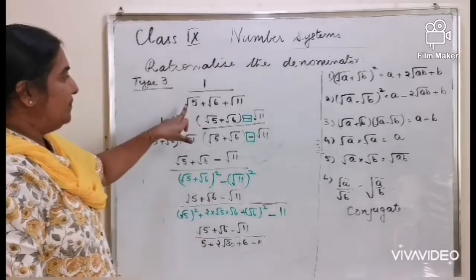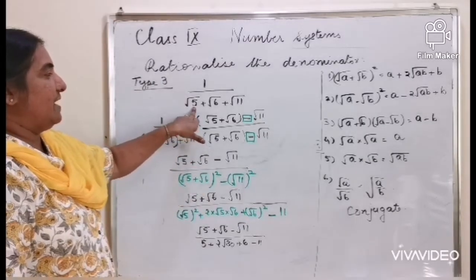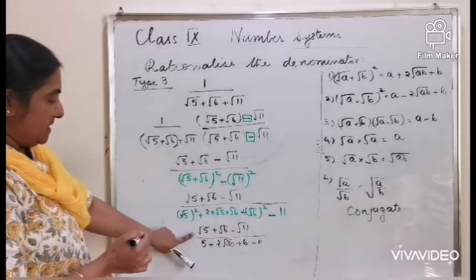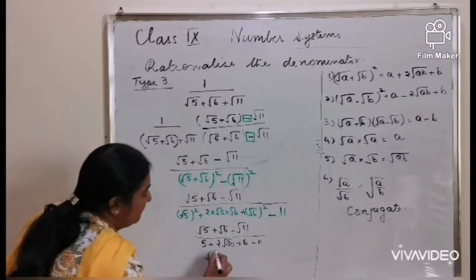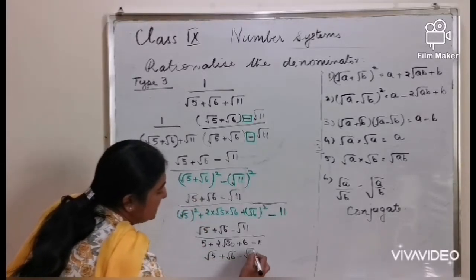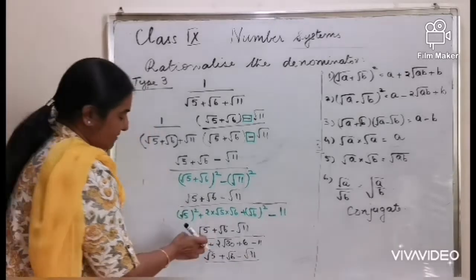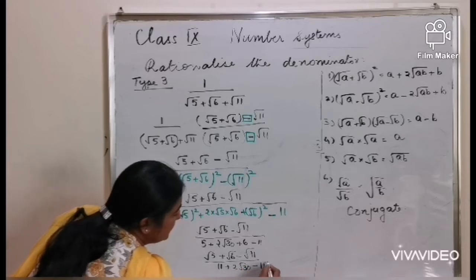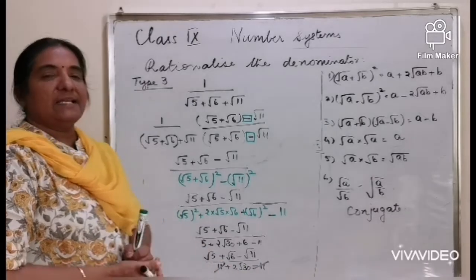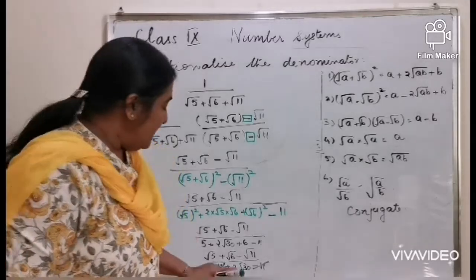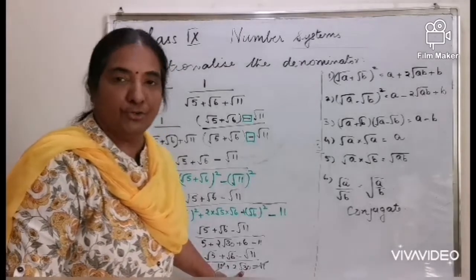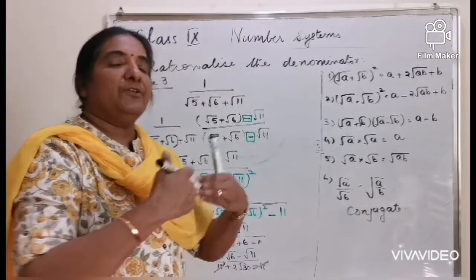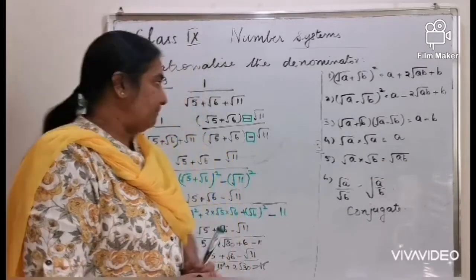That is why I told you, you will get numbers of the type 5, 6 and the total is 11. Thus, the answer will be now root 5 plus root 6 minus root 11 by 5 plus 6, 11, plus 2 root 30 minus 11. 11 and 11 gets cancelled. Again, is the denominator rationalized? No. It is again 2 root 30. That means you have to rationalize again.